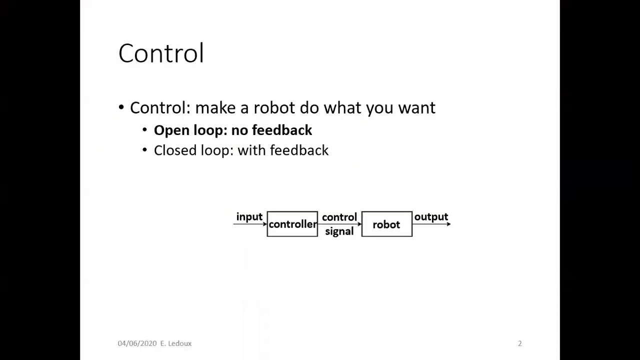This is how you control the robot. So how do you make a robot do what you want it to do? With open loop, there's no feedback. And then with closed loop, there is feedback. So here's open loop. We just have input to controller, to control signal, to robot out. So using the RC car example, you have the person input to the joystick, sends a voltage to the car, and the car moves.